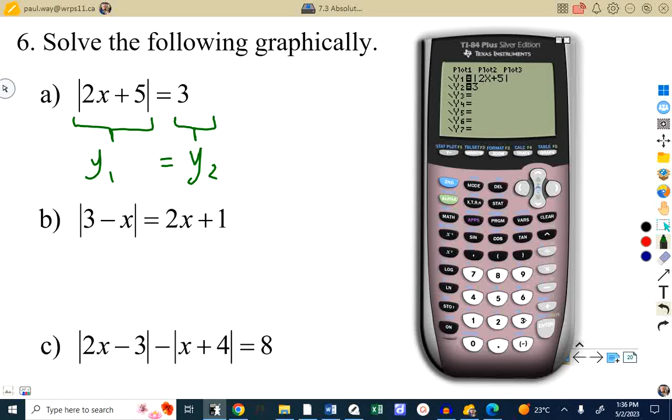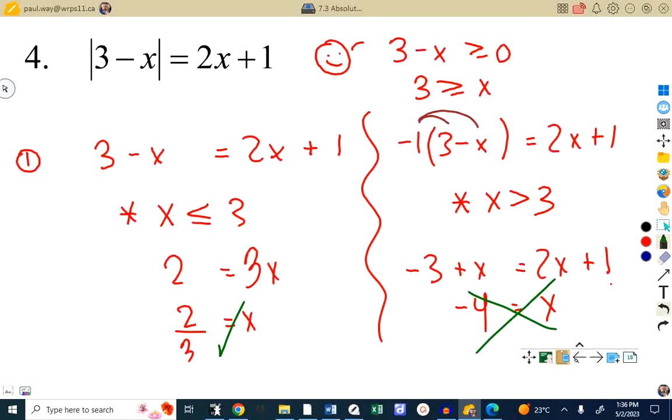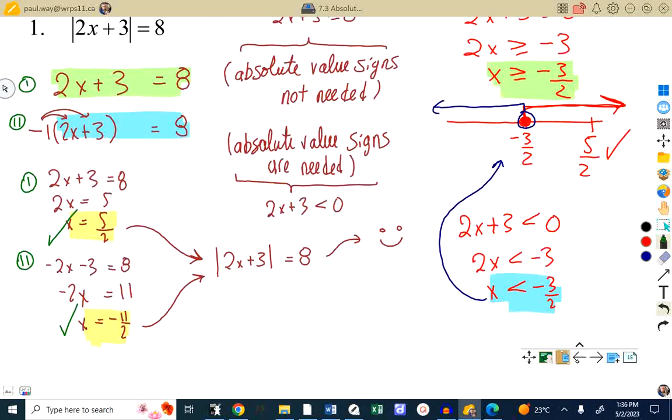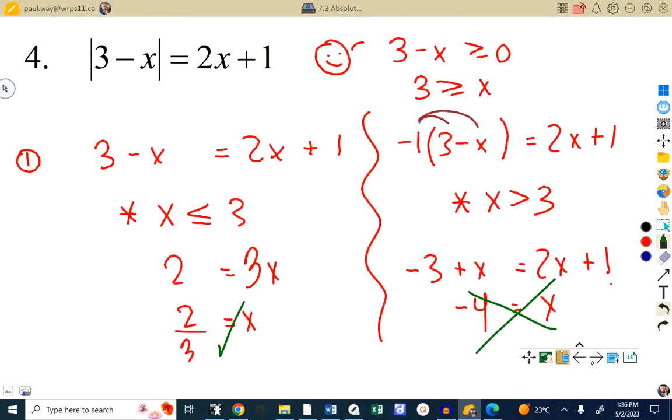Let's go zoom standard, zoom 6. There's an absolute value function. There's the graph. Let me just check a second here. If I go back and I look at example 1, oh, it was a different question. But we could have done example 1 that way. Anyway, there are 2 solutions, just like in example 1.